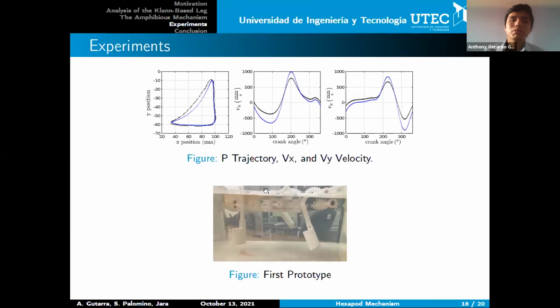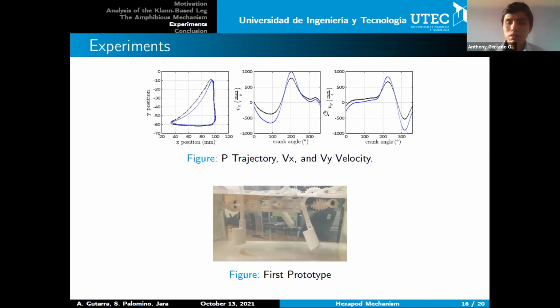For experiments, we made the analysis considering only one leg, only one crank mechanism, and not the whole robot, as we can see here. These are the results for the position of the end effector of a crank mechanism. The real shape obtained is represented with the black dots, and the simulated with the blue lines. In this case, the mean absolute error was 17%.